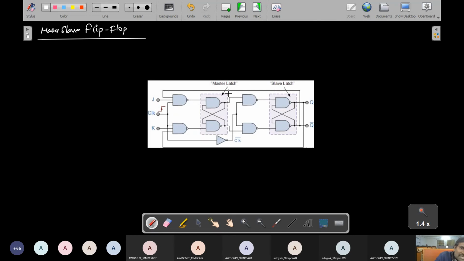This is called master latch and slave latch. They are both JK flip flops only, but here the clock pulse is connected to the slave through a NOT gate. So the slave is connected through a NOT gate.